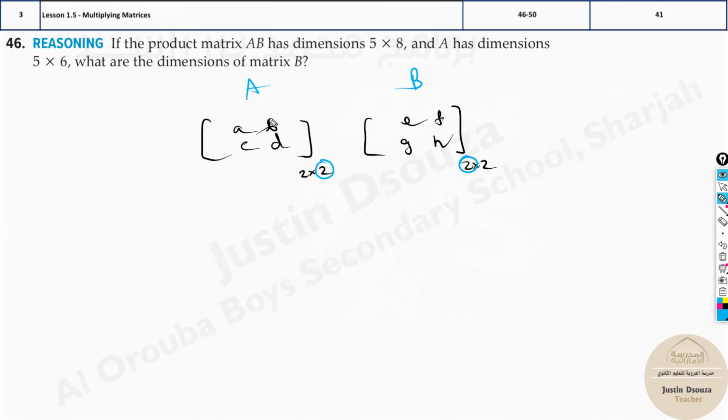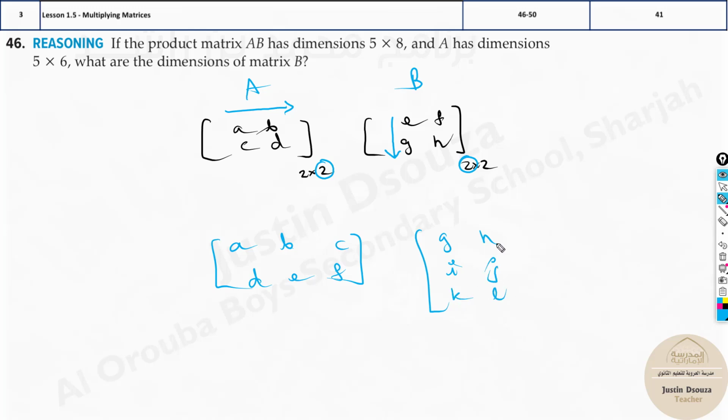Why? Because we use a method like this. We have to do like this and we multiply this. That is why the columns over here, how many? 2 columns and 2 rows must match. Now I'll give you another example. If I have A, B, C, D, E, F, and over here G, H, I, J, K, L, can I multiply them by each other? Absolutely, because over here it's 2 cross 3 and over here it's 3 cross 2. These two match. That's why I can multiply this by this.